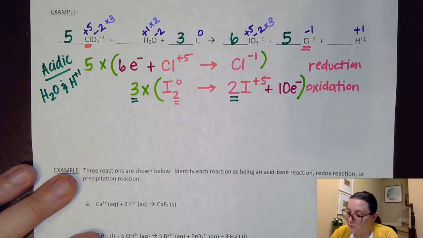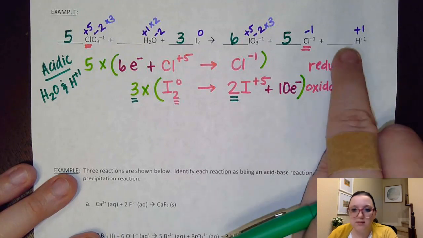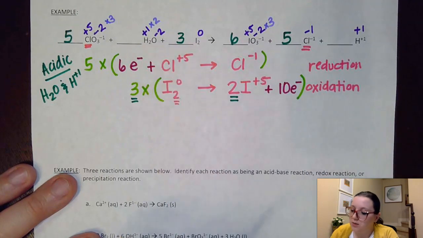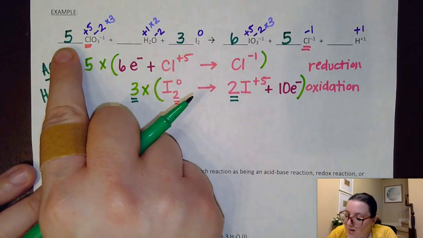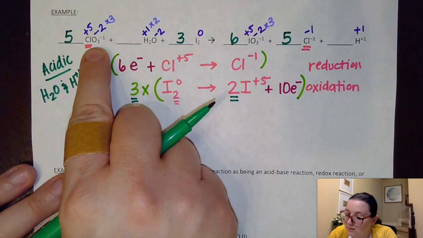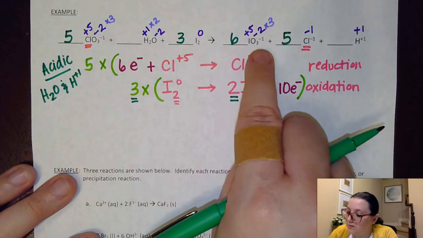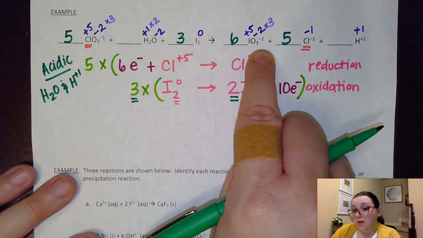But I do need to finish balancing here. So I'm going to actually look at my oxygens first. Because I noticed the hydrogen here doesn't have a coefficient, so that would be kind of hard to start with that. So I'm going to start with the oxygens. I notice I have 5 times 3, so that's 15 here, plus that 1. On this side, I have 6 times 3, so I have 18.